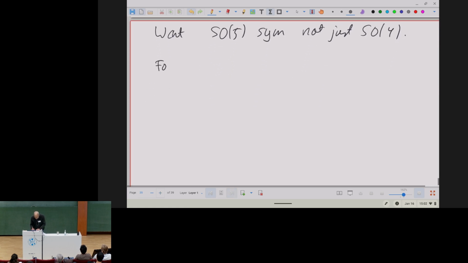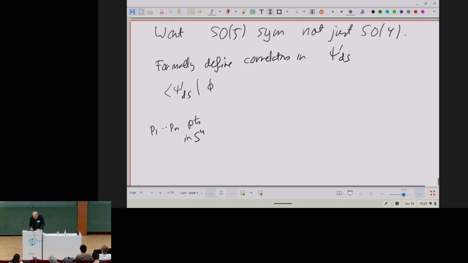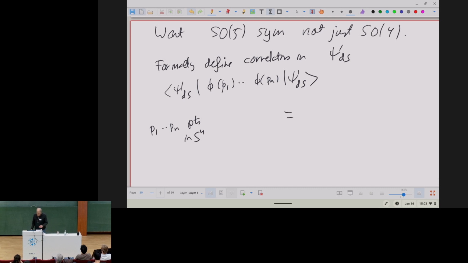I'll formally define correlators in what I'll call psi prime ds as follows. If P1 up to Pn are points in the sphere, then I just define these correlators by a path integral in the sphere.